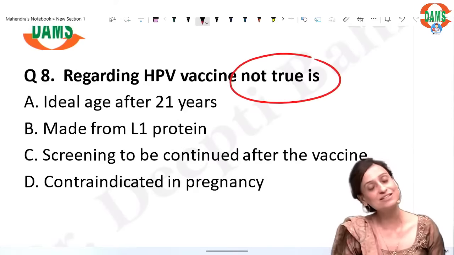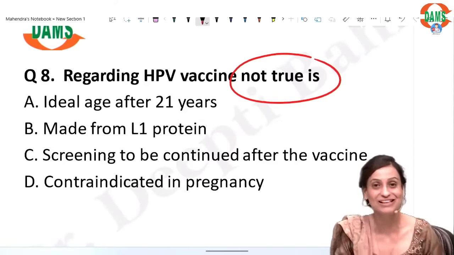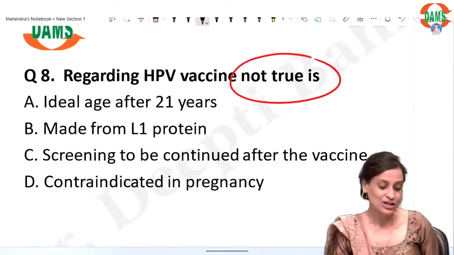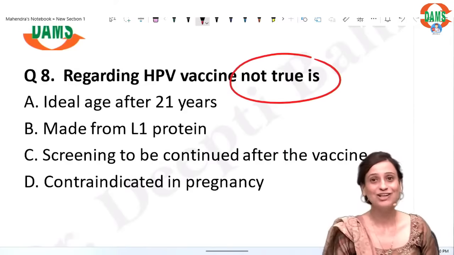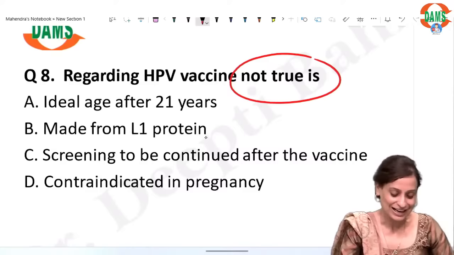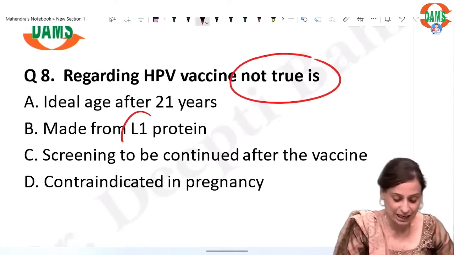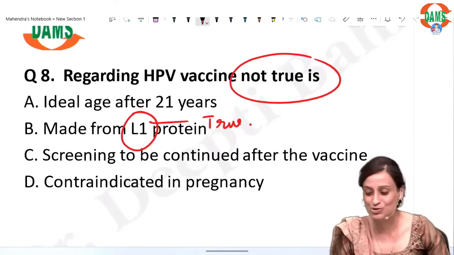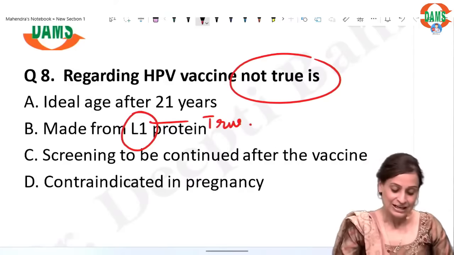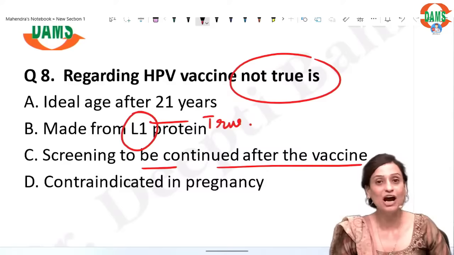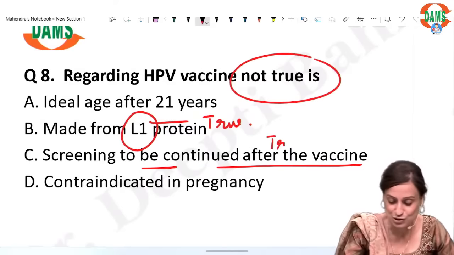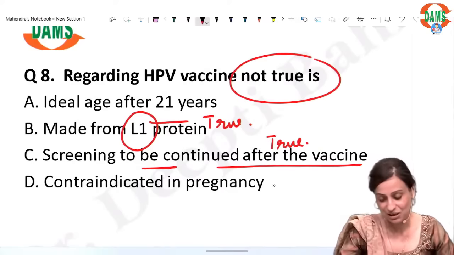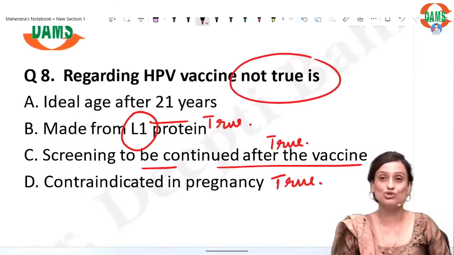So, commit your answer quickly in the chat box as well as in your answer sheets, and then we would start the discussion. So, regarding HPV vaccine, not true. Is it made from the L1 capsid protein? Yes. This is a true statement, right? Screening has to be continued after the vaccine. That is also a true statement, right? Is it contraindicated in pregnancy? That is also true. So what is the answer?